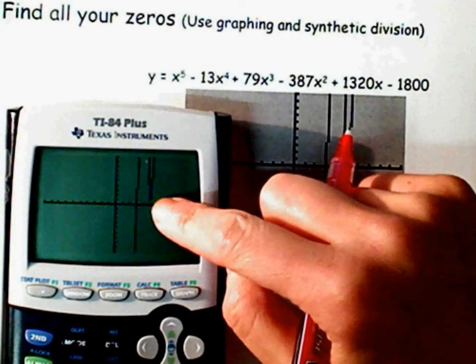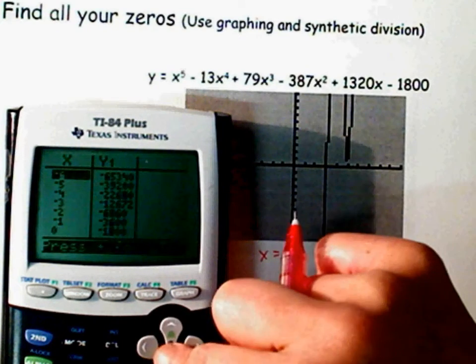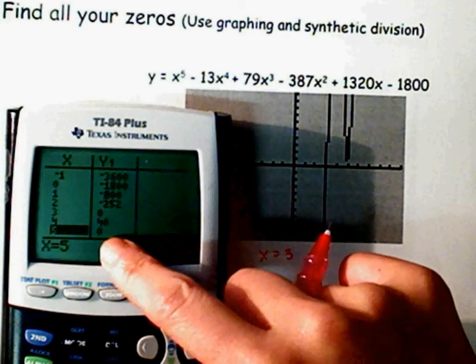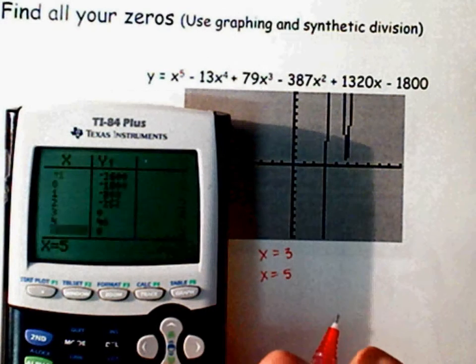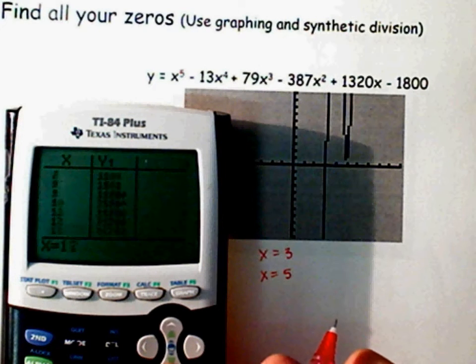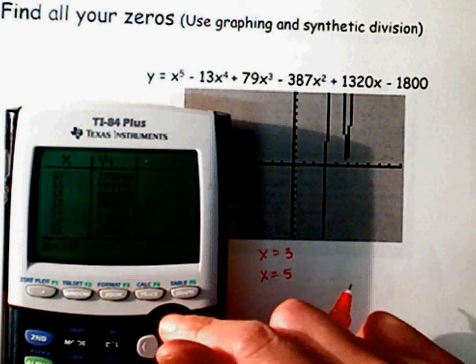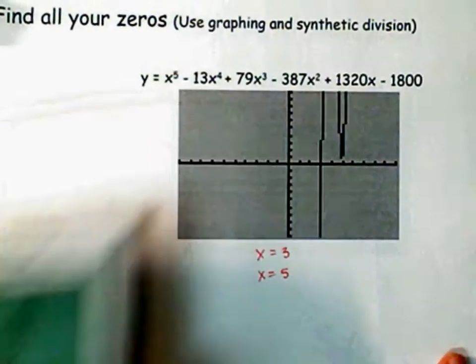Do I see anywhere else where they see a zeros? 3. Look at that one. There's a 5 also. That doesn't show up here. Okay? That's all I see. That's a 0. Yep. All right. So I got 2, and I should have 5 in my answers.